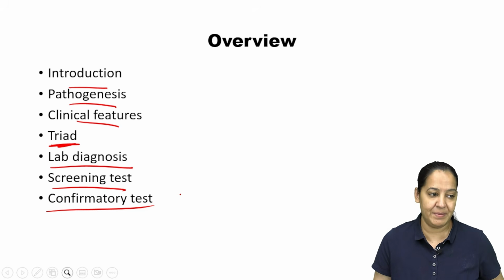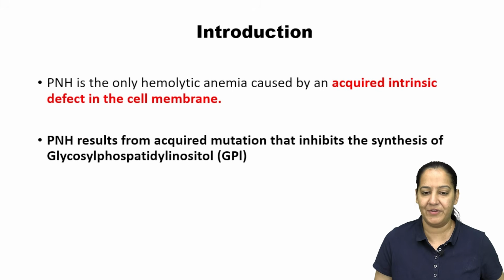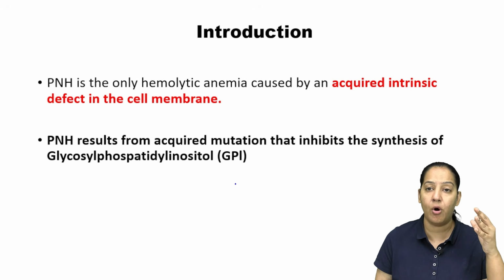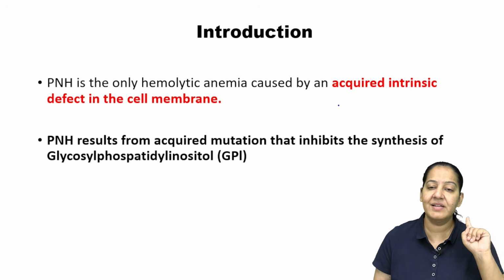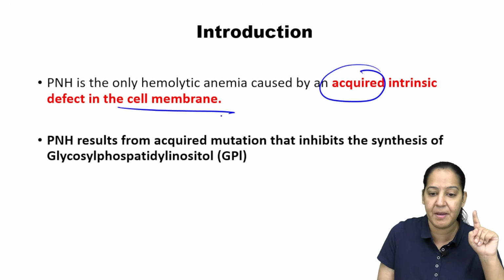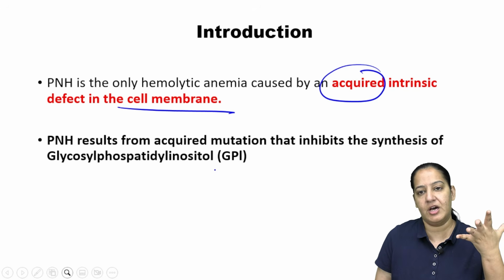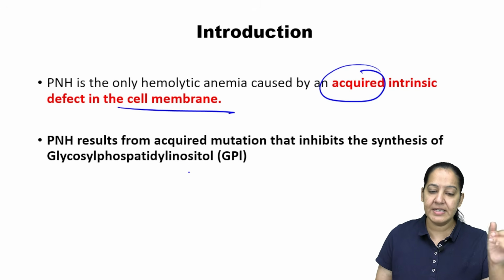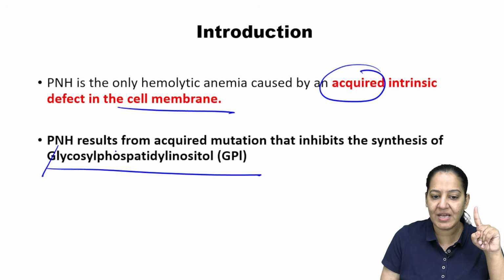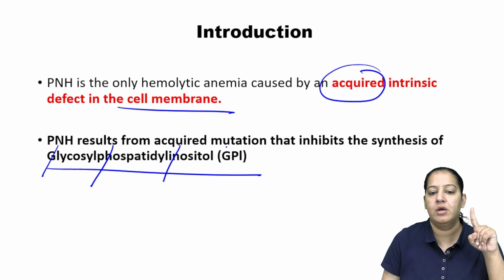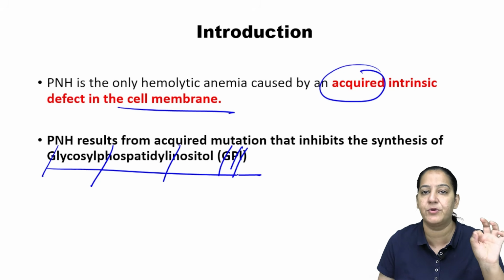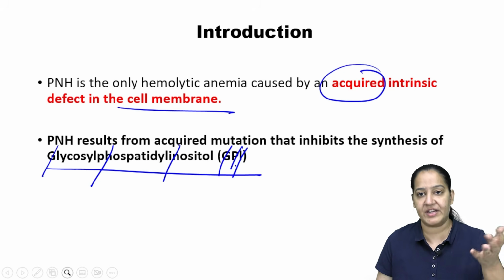So let me start with PNH, Paroxysmal Nocturnal Hemoglobinuria. What is it? It is a type of hemolytic anemia. Basically, it is a type of acquired hemolytic anemia when there is a defect in the cell membrane of the RBC, leading to the hemolysis of the RBC. What is the cell defect? There is a gene known as GPI, that is glycosyl phosphatidyl inositol. This gene in the RBC is mutated, because of which the cell membrane becomes defective. I will explain.